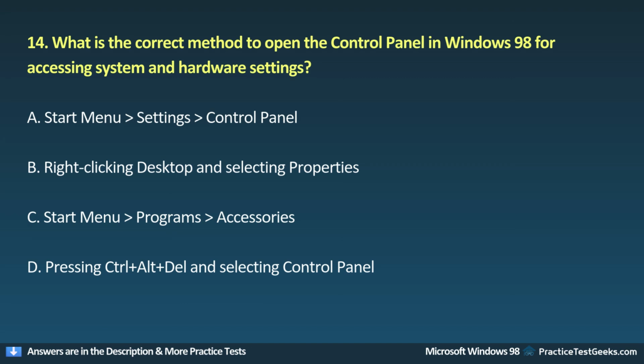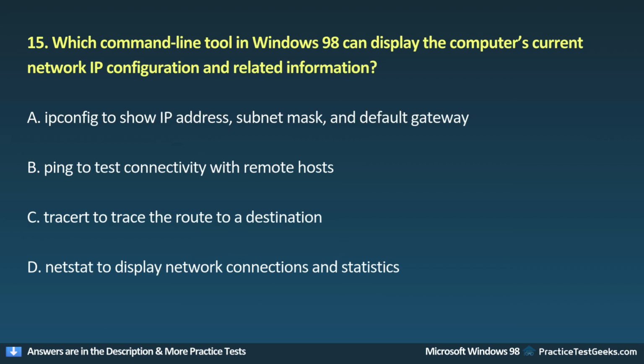14. What is the correct method to open the Control Panel in Windows 98 for accessing system and hardware settings? A. Start menu, Settings, Control Panel. B. Right-clicking Desktop and selecting Properties. C. Start menu, Programs, Accessories. D. Pressing Ctrl-Alt-Del and selecting Control Panel.